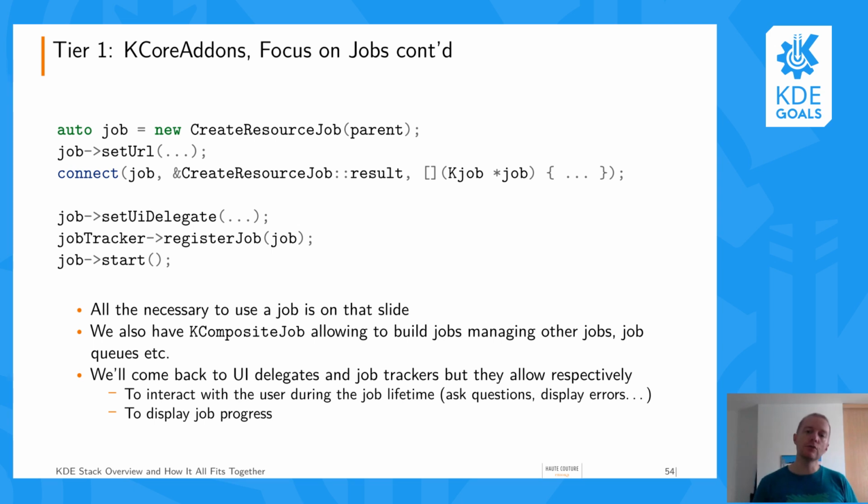So everything you need to use a job is basically on that slide, be it a job you wrote or a job coming from somewhere else. Those 5 lines here, you basically find them. Note that we also have a class named KCompositeJob, which allows you to build jobs managing other jobs, job queues, things like that. That can come very, very handy when you start to have more complex logic.